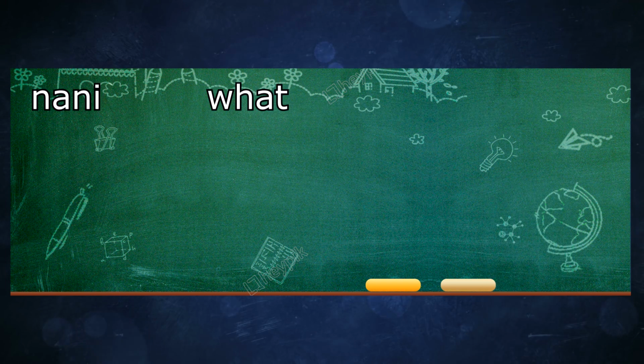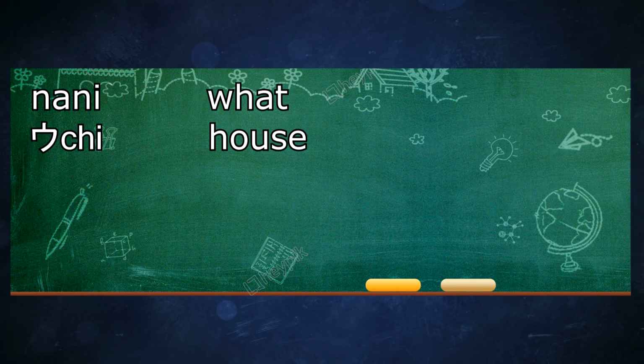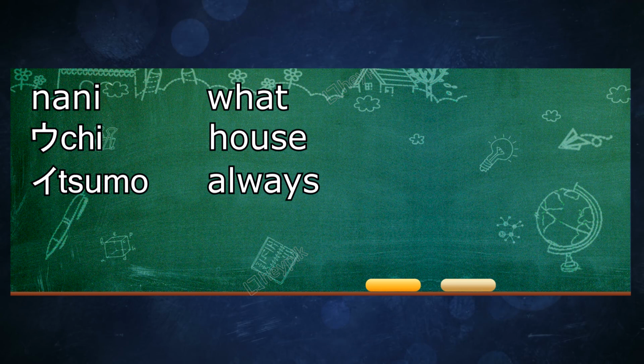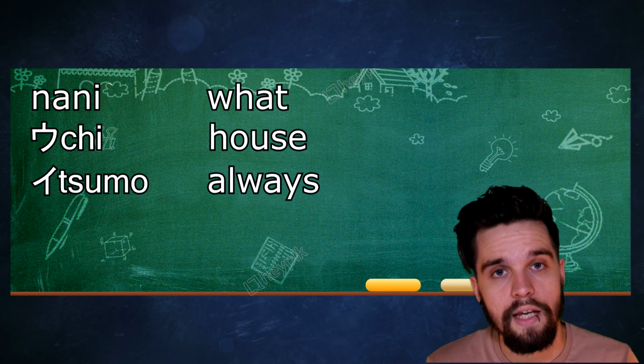Nani means what? Nani. Uchi means house. Uchi. Itsumo means always. Itsumo.